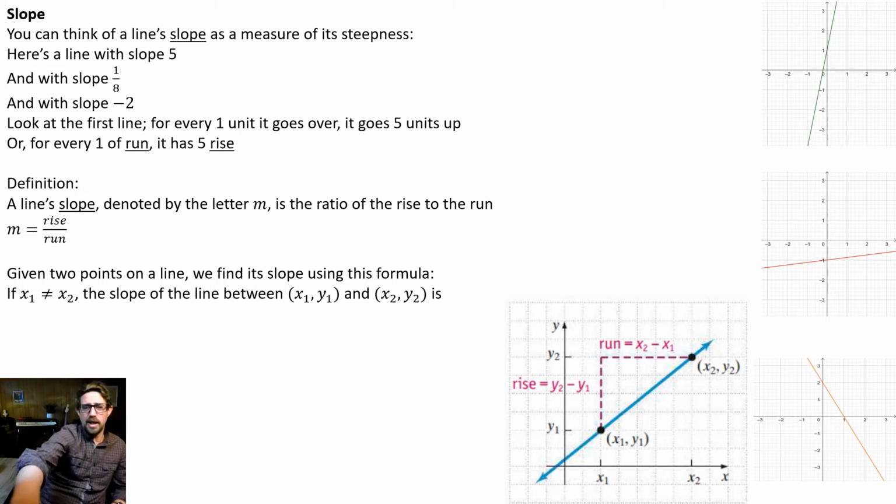So there's a line, then there's 2 points on it. We call the first point x1, y1, and we call the second point x2, y2. Now what we're going to see is it doesn't matter which point is called which. The formula works the same no matter what, so you don't have to worry about that.